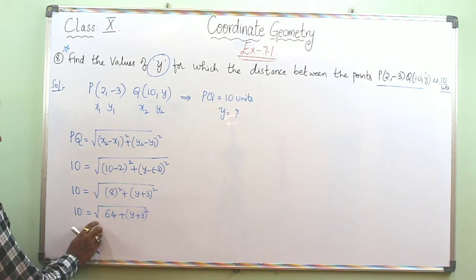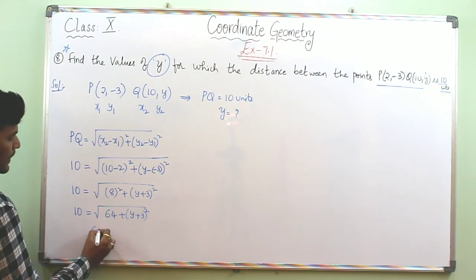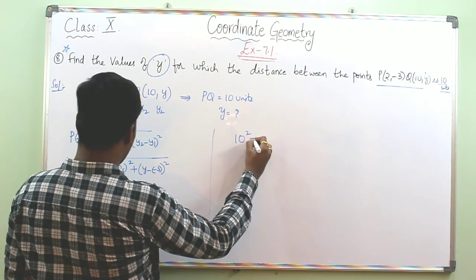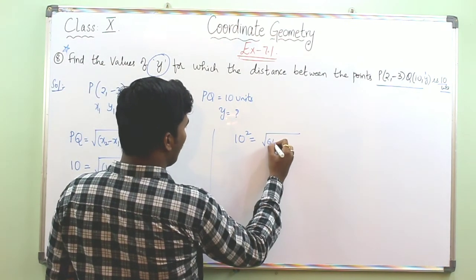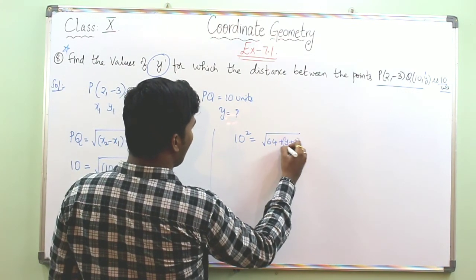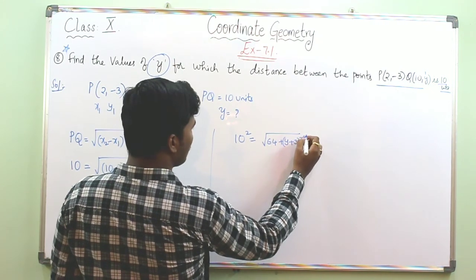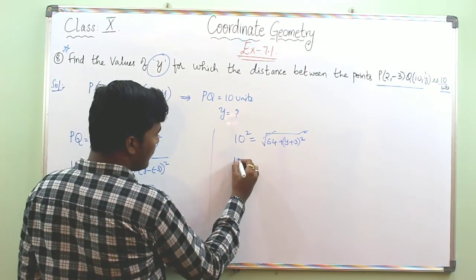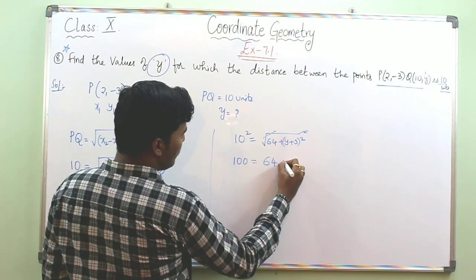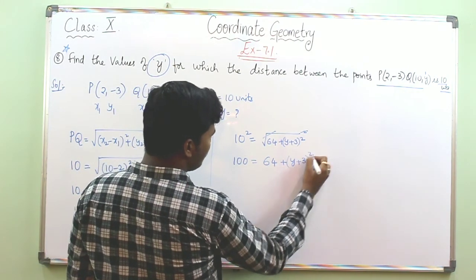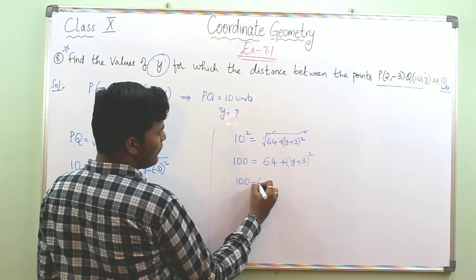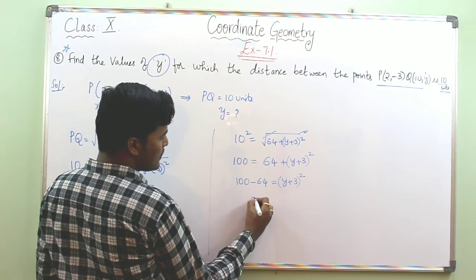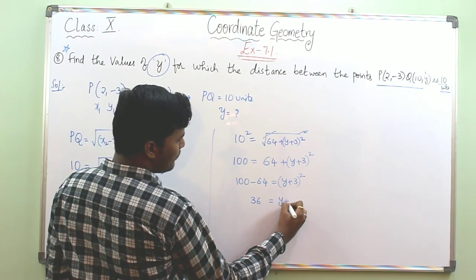Now let us shift this square root this side by squaring it on both the sides. When I square it on both the sides, I will be getting 10 square is equal to square root of 64 plus (y plus 3) whole square, whole square. This square and root get cancelled because I have squared it on both the sides. Then I will be having 100 is equal to 64 plus (y plus 3) whole square. Shift this side, then it will become 100 minus 64 is equal to (y plus 3) whole square. 100 minus 64 is 36 is equal to (y plus 3) whole square.